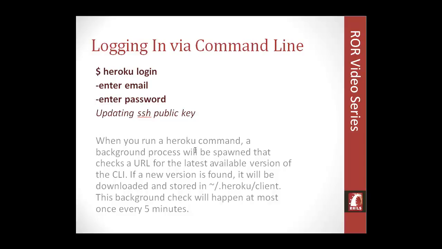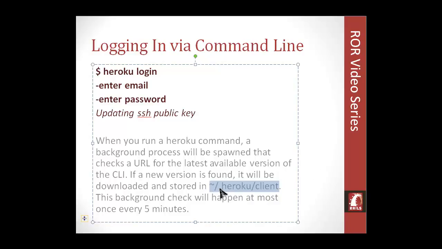When you run a Heroku command, any command, there's a background process that checks to see if the version of the command line interface that you're using is the most recent. It checks that about every 5 minutes, and if it isn't the newest, it will download the newest version and put it in. This path is actually a Linux path. On Windows it would be on the C drive, in the users directory, and then in the username directory you'll see this Heroku folder.